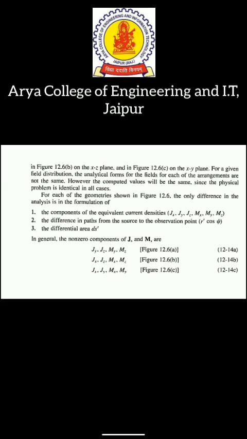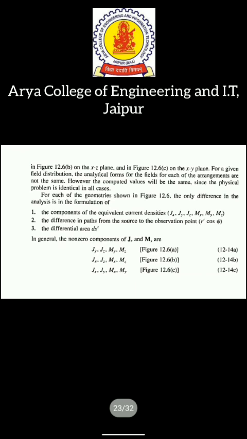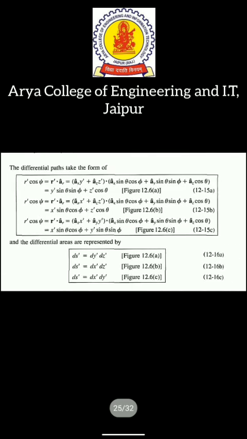Jx, Jz, Mx, Mz for figure B, and Jx, Jy, Mx, My for figure C. Now the differential paths, r dash cos psi, will take the form stated in equations 12-15 a, b, c, according to the plane in which the aperture is kept, and the differential areas are represented by equations 12-16 a to c.